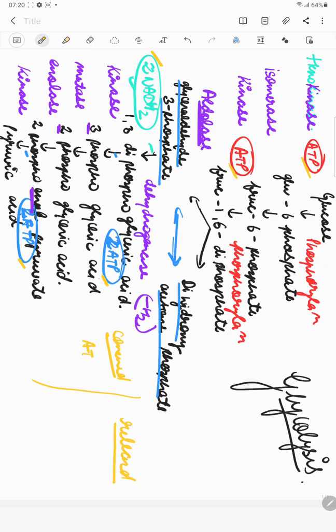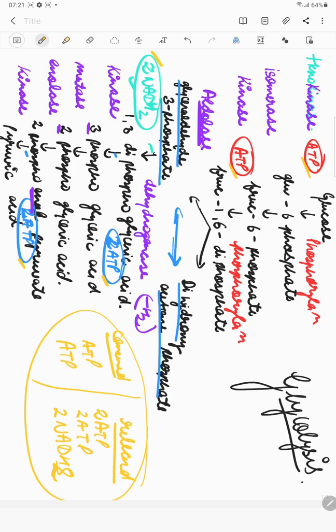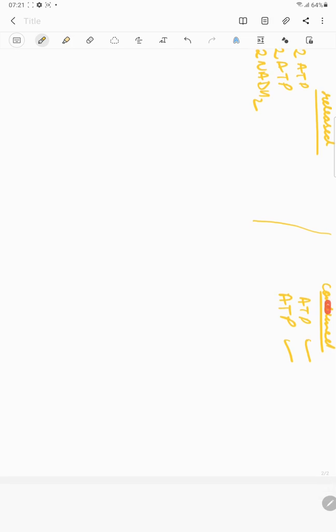Consumed are 1 ATP and then 1 ATP, and the released would be 2 ATPs, 2 ATPs, and then 2 NADH2. Now I will be changing the slide and we will discuss in detail the net energy released or the net energy consumed. As I've told you, what is consumed is 1 molecule of ATP and then this molecule of ATP, and what is released is these 4 molecules of ATP and 2 molecules of NADH2.